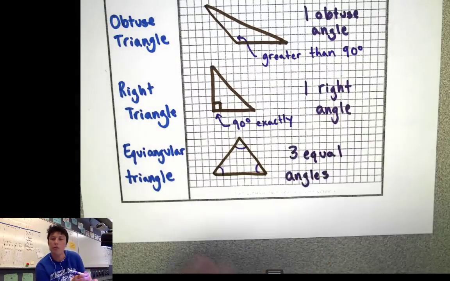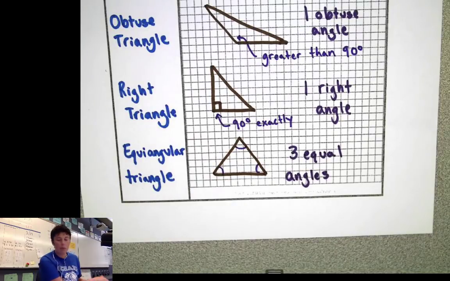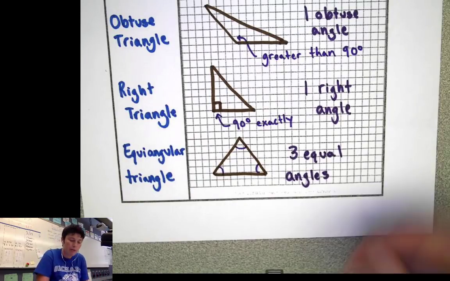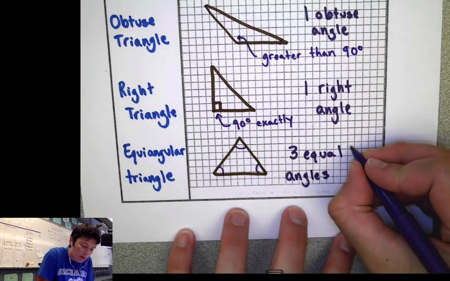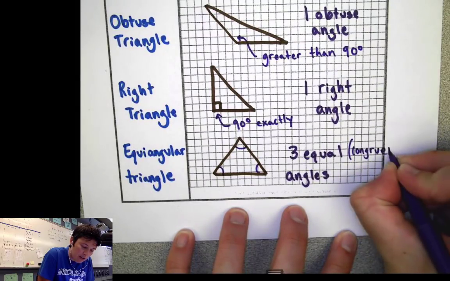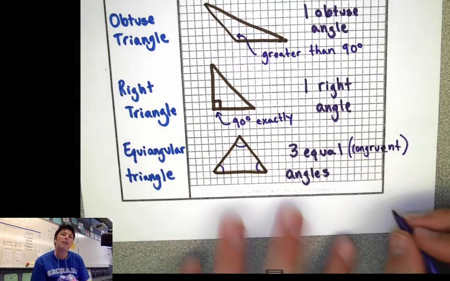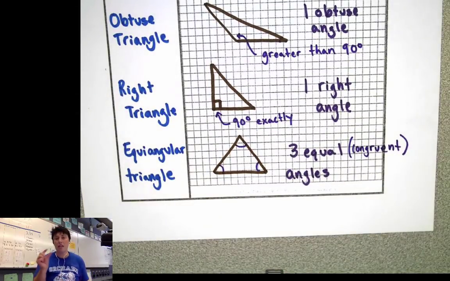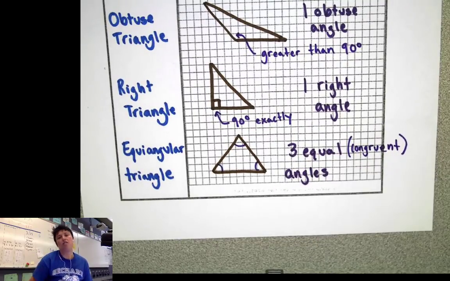Do you know what word we use for equal in geometry? When you get into a high school geometry class, we wouldn't say 3 equal angles. You know what word we would use? We'd say 3, I'll put it in parentheses here, congruent. Have you heard that word before? Congruent angles. In geometry, congruent means they're the same when you measure them. So if I say I have 3 congruent angles, I know they measure exactly the same measurement.